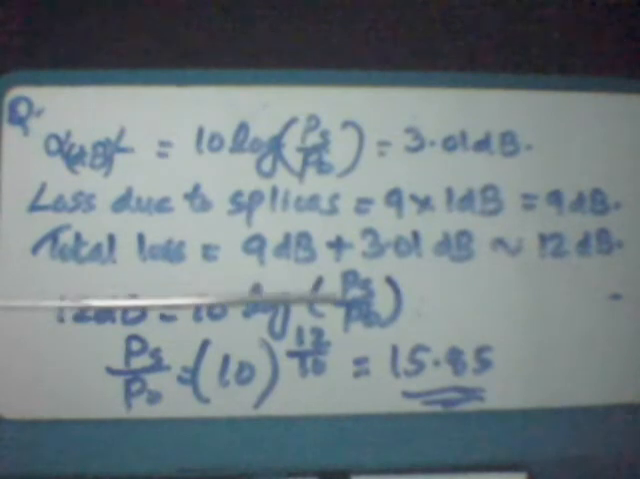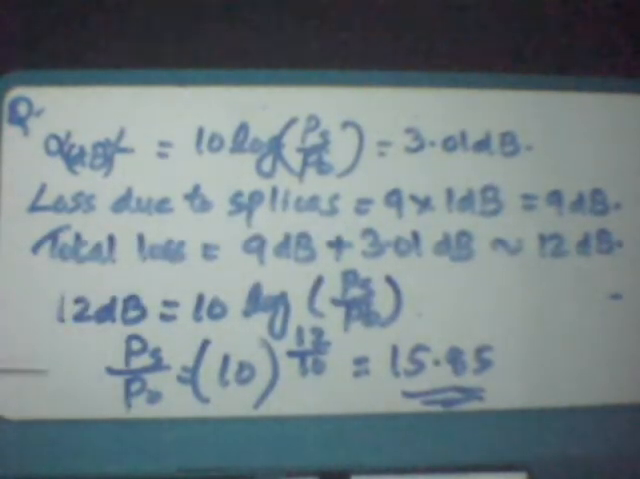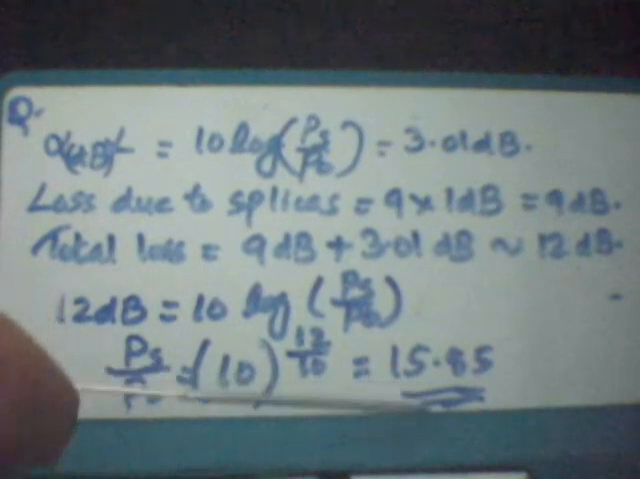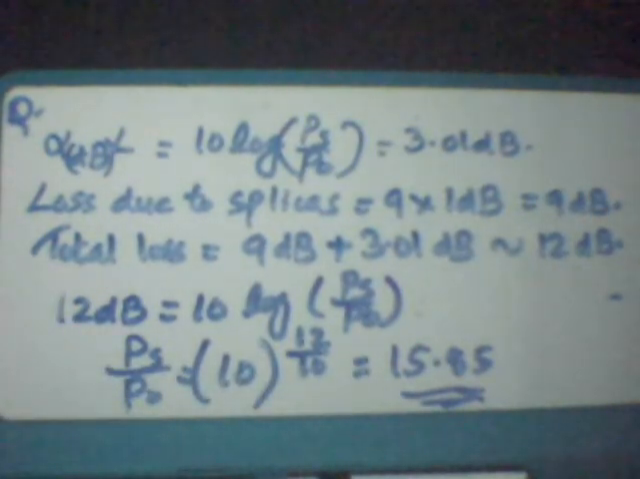So again, you are asked to find the ratio Ps by P0, that is the numerical input output power ratio. So Ps by P0 will be given by the expression: 12 dB is equal to 10 log Ps by P0, and Ps by P0 is equal to 10 raised to the total loss divided by 10, that is 10 raised to 12 by 10, 10 raised to 1.2, which is 15.85. It is a ratio, and there is no dimension.